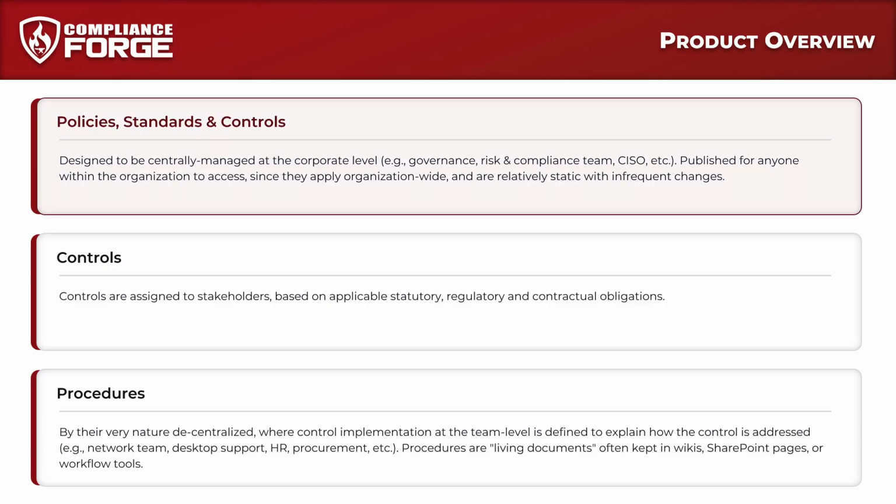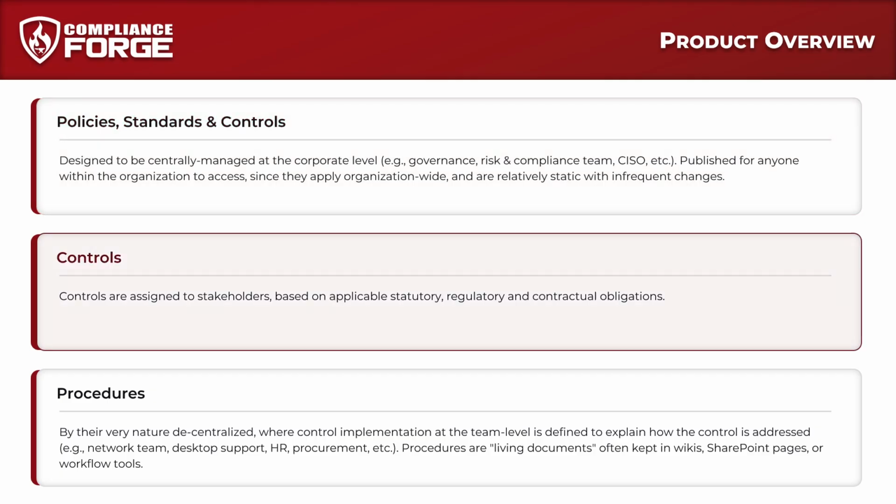Policies, standards, and controls are designed to be centrally managed at the corporate level, for example, by the Governance, Risk, and Compliance team, or the CISO. They are expected to be published for anyone within the organization to access, since they apply organization-wide, and they are relatively static, with infrequent changes. Controls are assigned to stakeholders based on applicable statutory, regulatory, and contractual obligations.